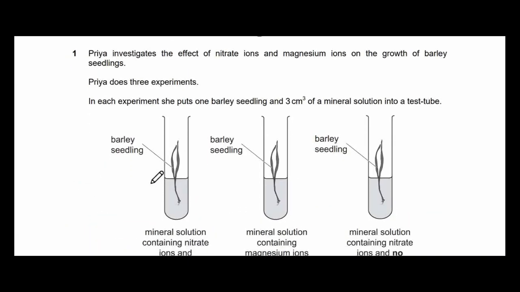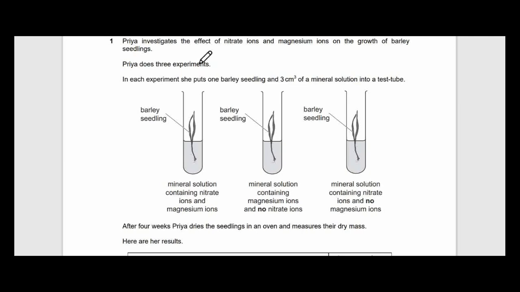So this is question 1. Priya investigates the effect of nitrate ions and magnesium ions on the growth of barley seedlings. Priya does 3 experiments. In each experiment, she puts 1 barley seedling and 3 cm cubed of a mineral solution into a test tube. The barley seedling is the same. The first mineral solution contains nitrate ions and magnesium ions. The second contains magnesium ions and no nitrate ions. The third contains nitrate ions and no magnesium ions.